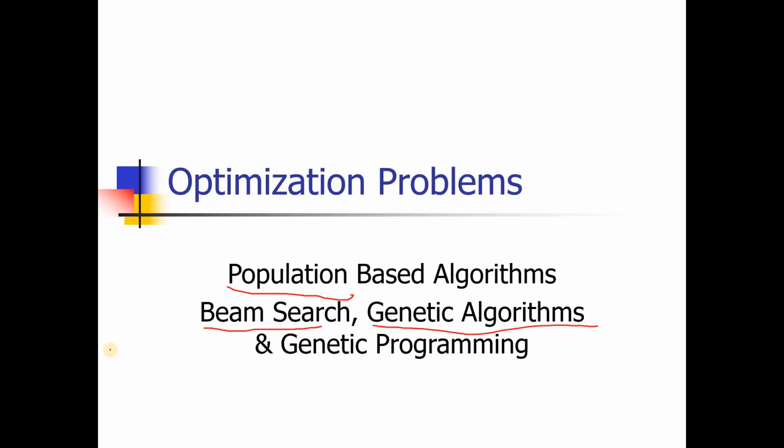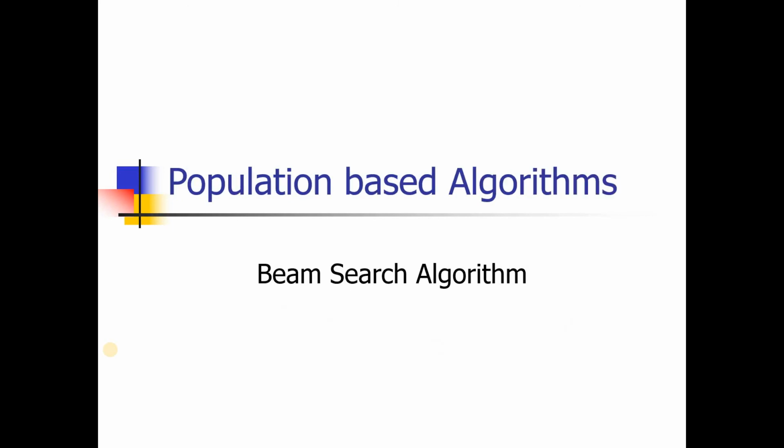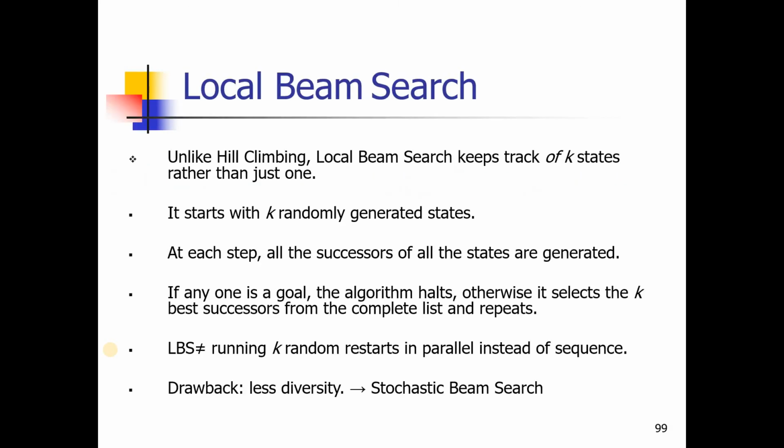Now remember, in this chapter, whatever we are studying, these are the advanced topics. These are the topics that are the current research areas. These are the state of the art for search algorithms. So these are some of the topics that even currently people are writing research papers and articles on, these methods and algorithms. So population based algorithms, first one we see is the beam search algorithm.